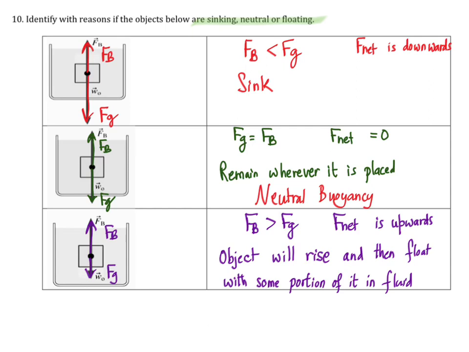So in both the second one and the third one, the object will float. The only difference is in the second one, the object will float wherever you place it because it's neutral buoyancy, whereas in the third one, the object will move up. Some part of the object will come out of the liquid and some portion will stay inside the liquid, so that the buoyant force and the gravity force can become equal to each other, and then it will start floating.